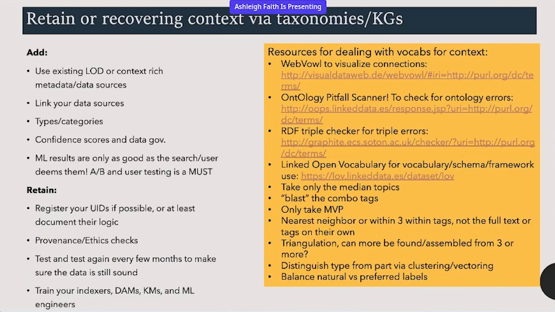All right, so yes, and the last is train your indexers, your DAMs, your CAMs, and your ML engineers. So I'm glad somebody asked the question about how do you keep that communication going. That's what you do. You need to make sure that you're having this conversation that we're having right now with both parties, because oftentimes they don't know what's going on in the other camp.